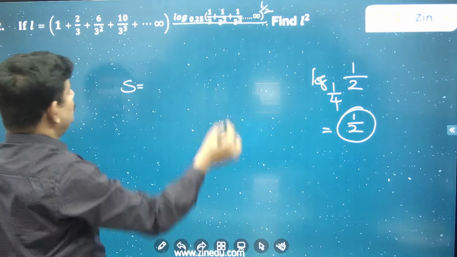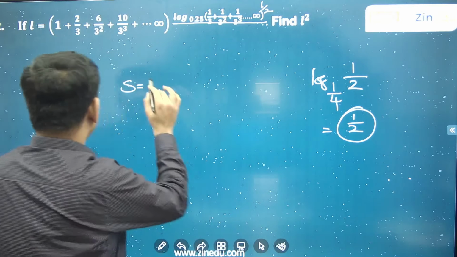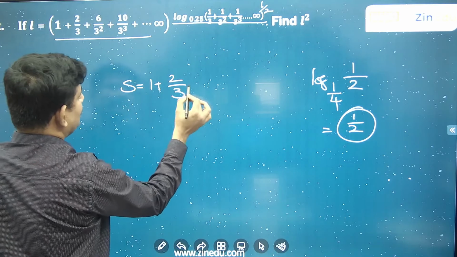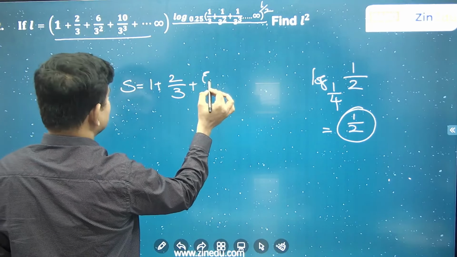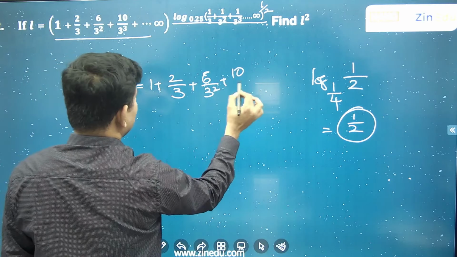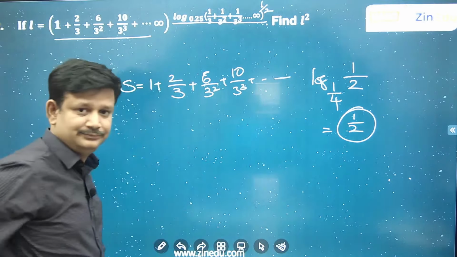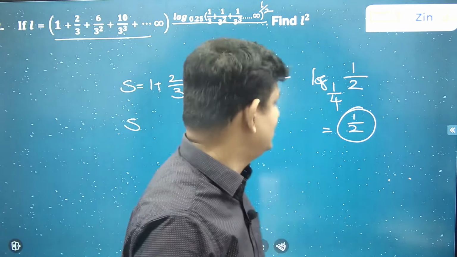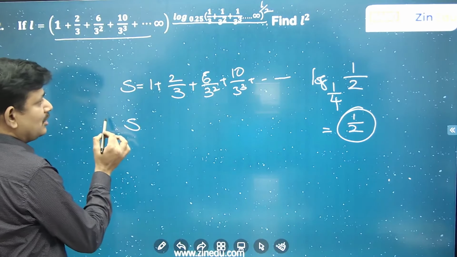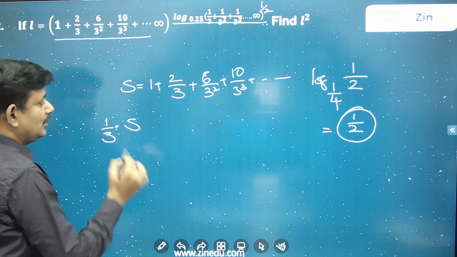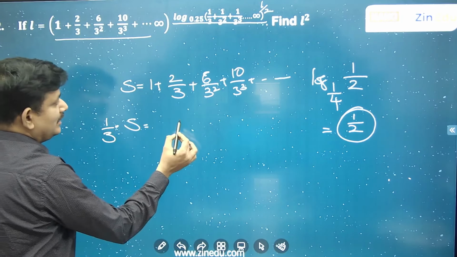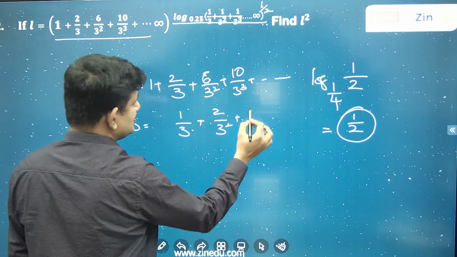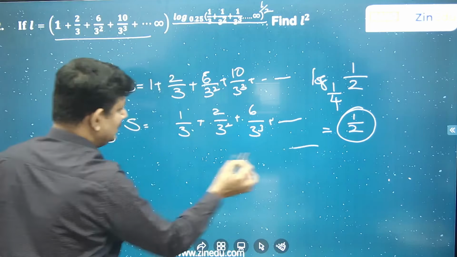We already got it. You are squaring it, so that means you can ignore the power. So simply what he is asking is to find this AGP. Let this AGP be S = 1 plus 2/3 plus 6/3 square plus 10/3 cube, and so on up to infinity. How to find an AGP? There are 2-3 ways. You can differentiate a GP and get an AGP, or simply multiply by the common ratio. The common ratio is 1/3 of the GP. Push this one step ahead and write it: 1 multiplied by 1/3, 2 multiplied by 3 square, plus 6 multiplied by 3 cube, and so on up to infinity. Subtract one from the other.